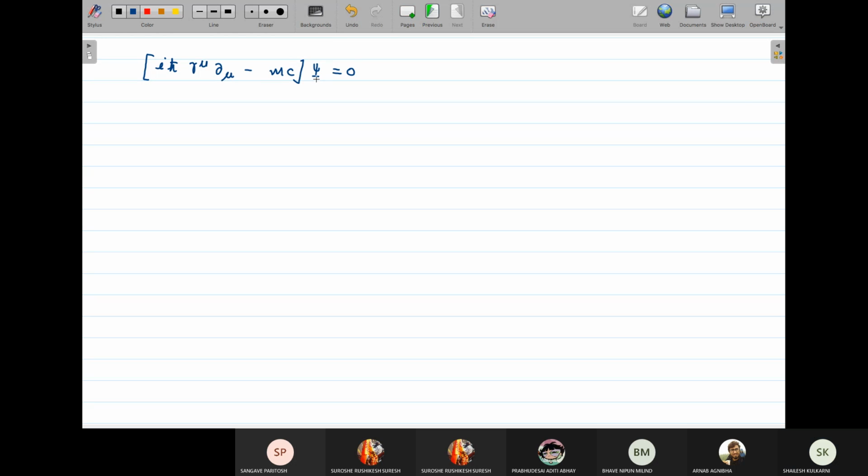Suppose I want to take the conjugate of this equation. How should I do it? That is what we will see now. First of all, we have to define what is this psi. Psi is the column psi 1, psi 2, psi 3, psi 4.